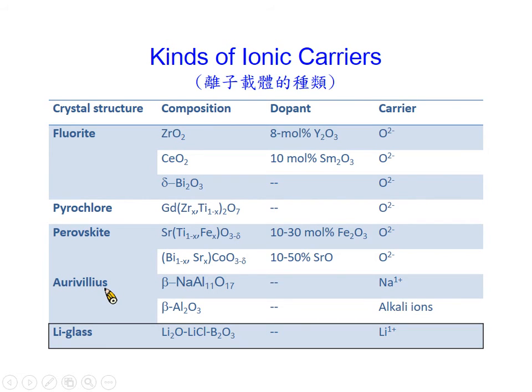Aurelius structure is a layered structure found very often in sodium aluminate or alumina-based materials. These materials have sodium between the layers. The layers consist of alumina, so the sodium ion can diffuse through the layers. Same thing for beta alumina, which also has some amount of sodium inside, and also potassium as well. So we say it is alkali ions.